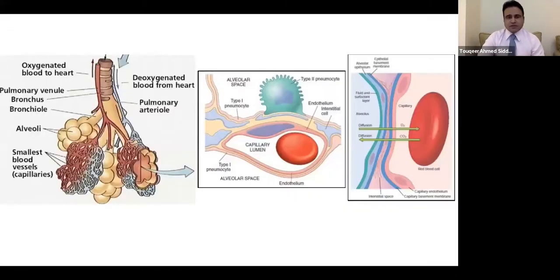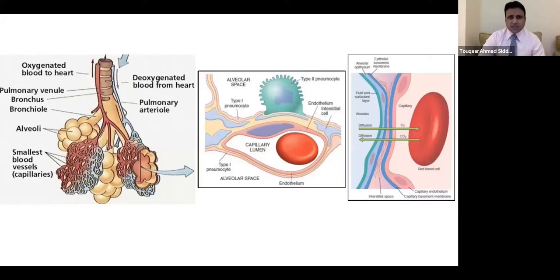Now, coming to the main topic of respiratory failure, why do we need oxygen? To buy anything, you need currency, okay? A dollar is worth more than a rupee. A pound is worth more than a dollar. So you would want to go for a pound rather than a rupee.